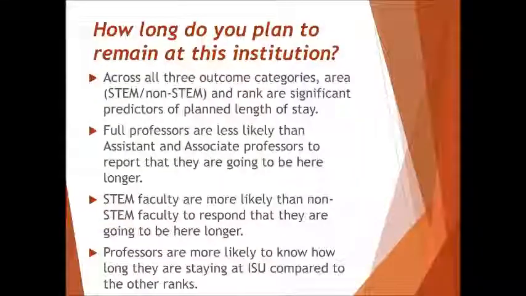Okay, so there were 3 outcome categories to a question in Coach about how long do you plan to remain at this institution, and here's kind of a Cliff Notes version of what the results show. The umbrella finding is that for all 3 outcome categories, that's how many years you plan to stay, basically. What we call the variable area, but it's really whether one is in STEM or non-STEM as a discipline. And also faculty rank, assistant, associate, full, are significant predictors.